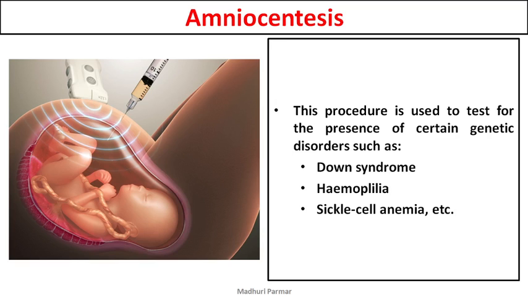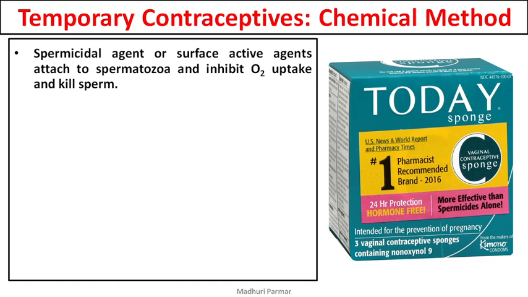Right, so I don't know if you have heard of the bar body, or try to remember it from your genetics, the bar body test. Using the bar body test, people used to find out the gender of the child, but now it is illegal, so you cannot find out the gender of the child. Okay, so this is amniocentesis.